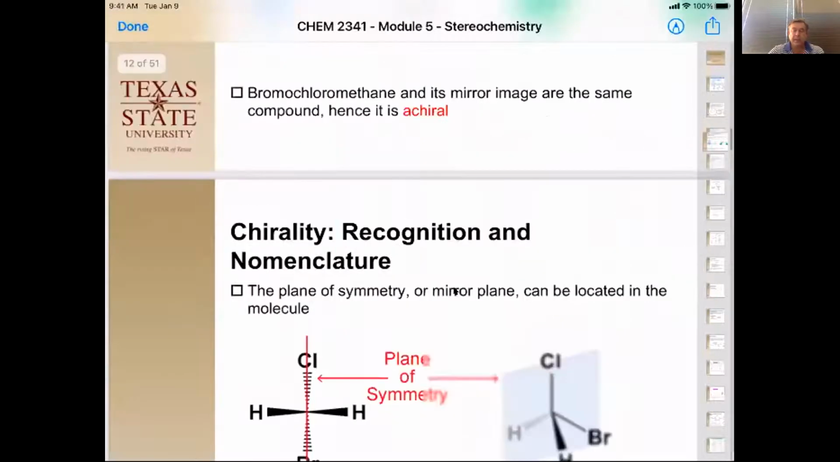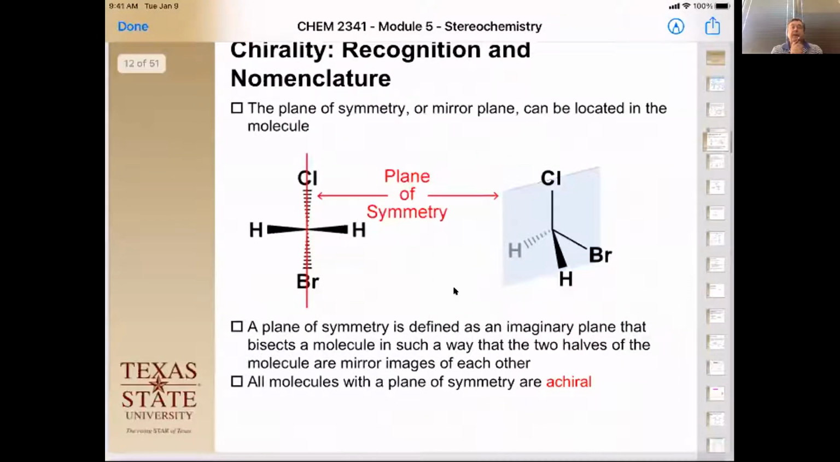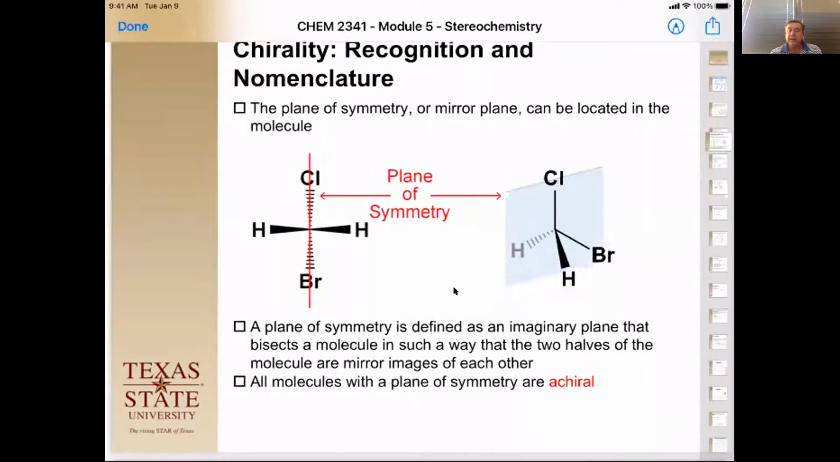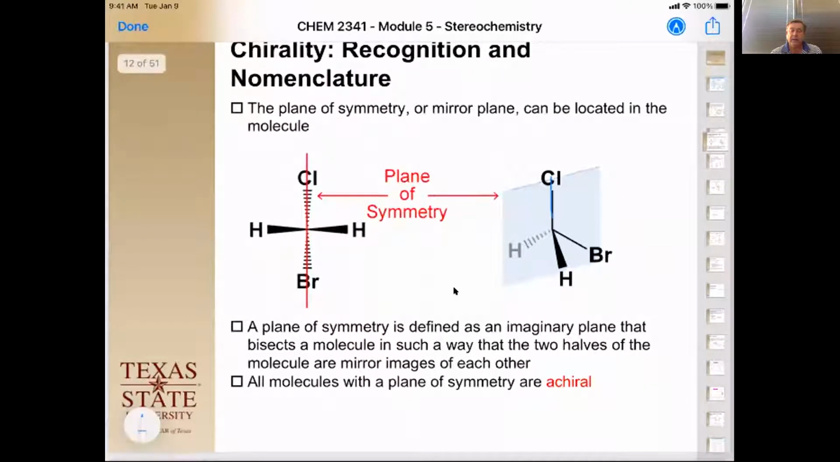So, let's dive a little bit into that plane of symmetry. Like I was talking about, it's sometimes hard to visualize. So when we do it right here, the plane that we're showing here is in the chlorine, the bromine, and the center carbon.